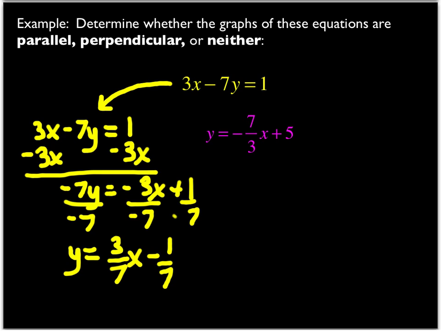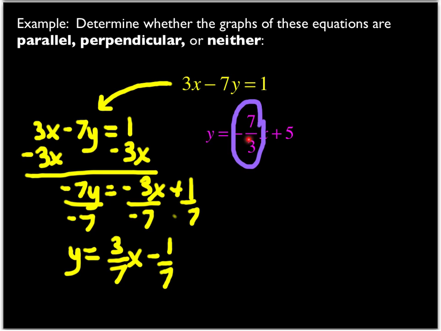Alright, and then of course on my other one here, y equals negative 7/3 x plus 5, the slope is sitting right there for me. That's that negative 7/3. So anyway, I just need to really compare the two slopes. What about negative 7/3 and positive 3/7?